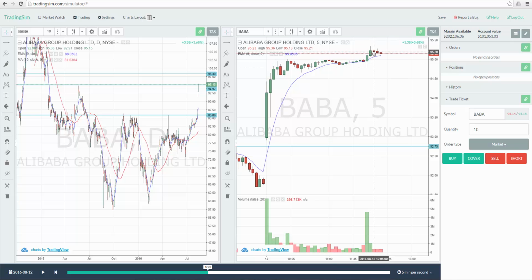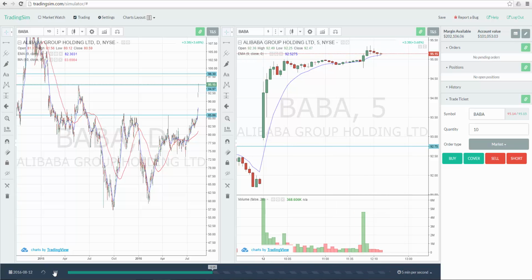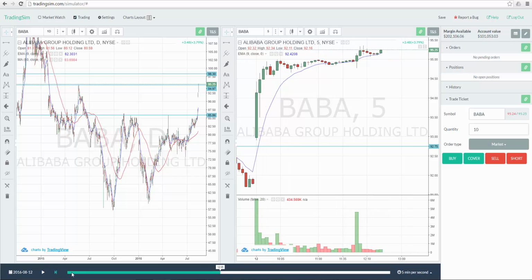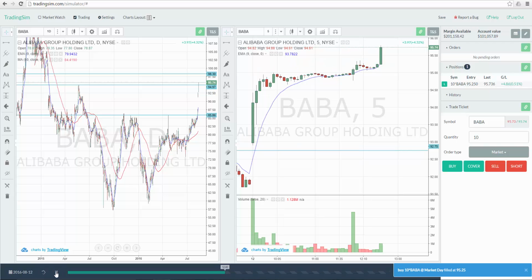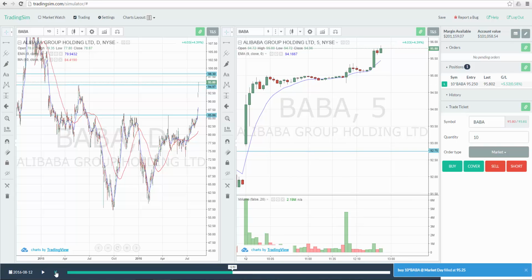So what we've done is we've broken out. We're coming back above 95.20, sorry. I will be taking a long here. So right there, I'm long at 95.20. Let's just see how this thing would have played out. We had a nice range expansion there.